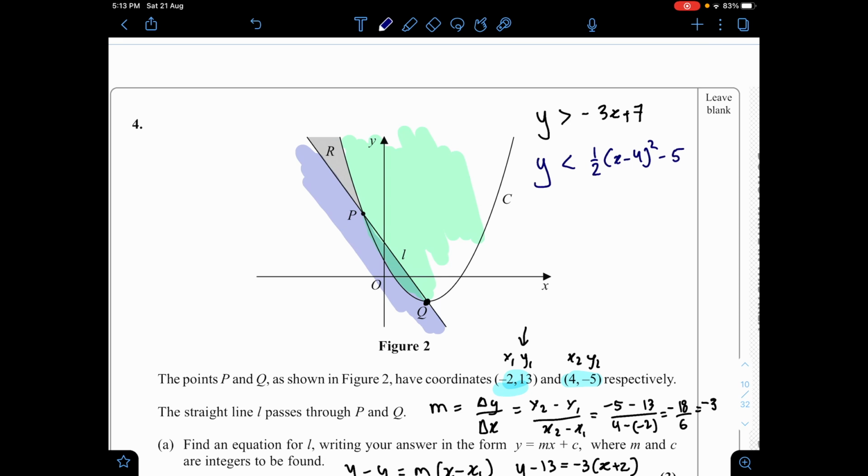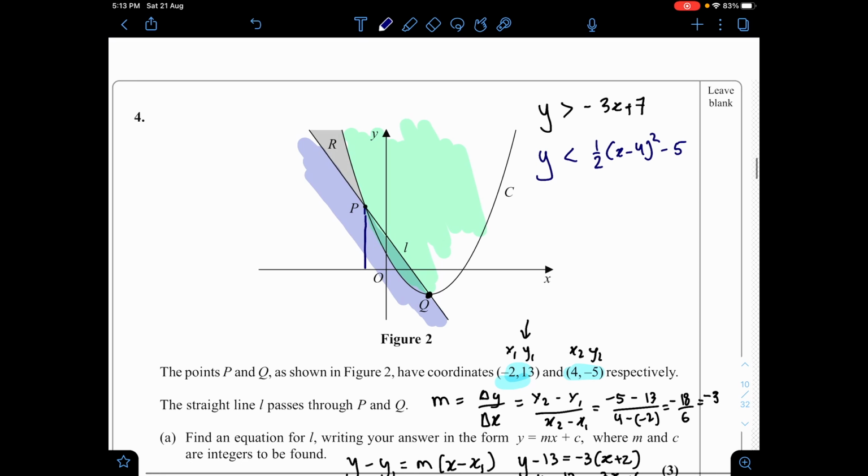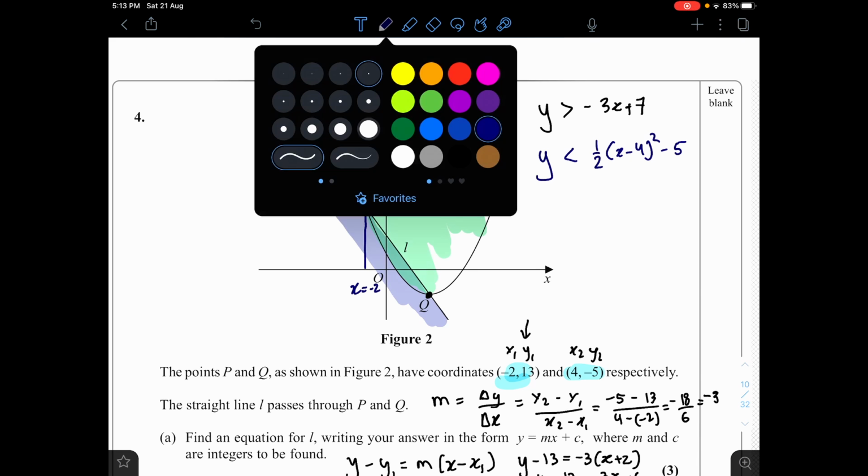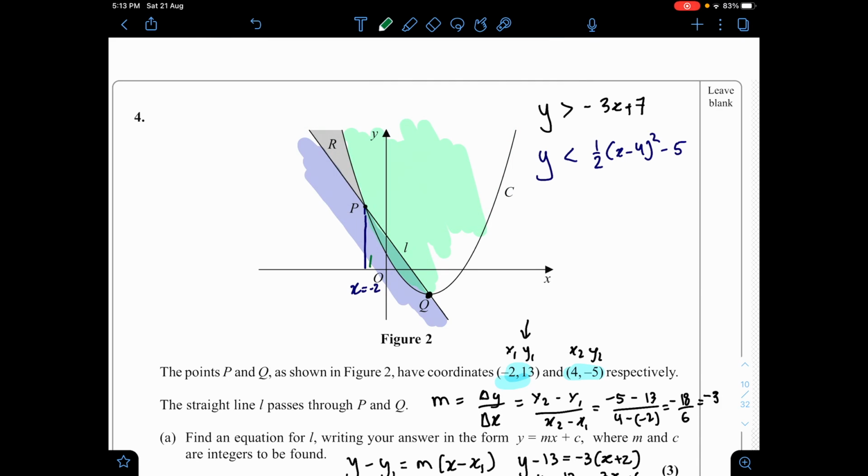And what else? We also know that over here you can see this is one of the lines. We know this line is x equals minus 2. Let me use a different color. For the region, we want everything that's before minus 2. So our last equation is x has to be less than minus 2. So these are our three equations that we need for our region R.